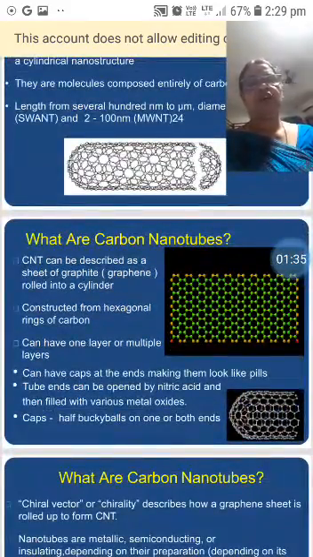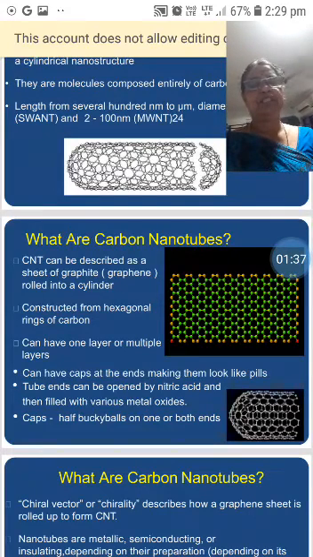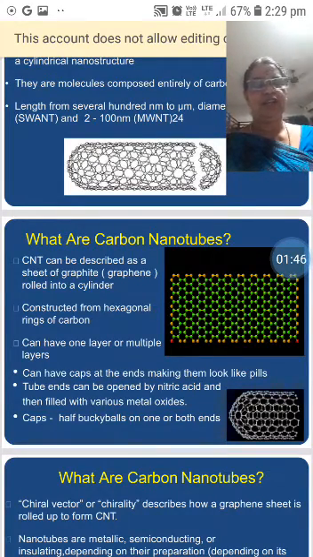These carbon nanotubes are made from a single sheet of graphite, or graphene, which is rolled in the form of a cylinder. If it is a single layer, then it is called a single-wall nanotube. When it is rolled with multiple layers, it is called multi-wall nanotubes. It is constructed in the form of hexagonal rings of carbon. After rolling, it appears as a hexagonal ring of carbon.